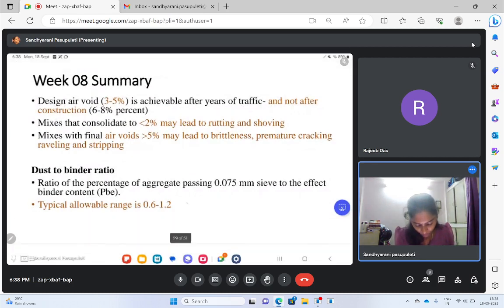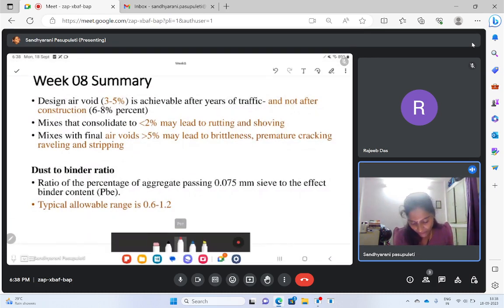If you see a few other points to be understood, the designed air voids will be in the range of 3 to 5%, mostly 4%, and this 4% is actually achievable after particular years of traffic and not after construction. After the construction, we expect that the air voids in the pavement are around 6 to 8%, and we allow the traffic for the initial few years. After a particular number of years, the air voids which are present, 6 to 8%, will be reduced to around 4%, that means in the range of 3 to 5%.